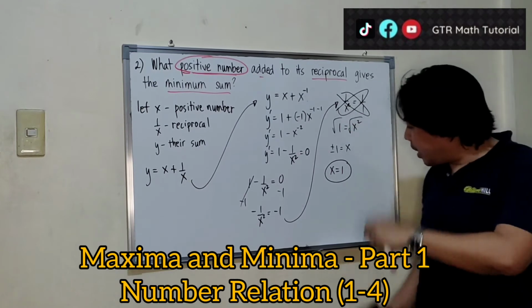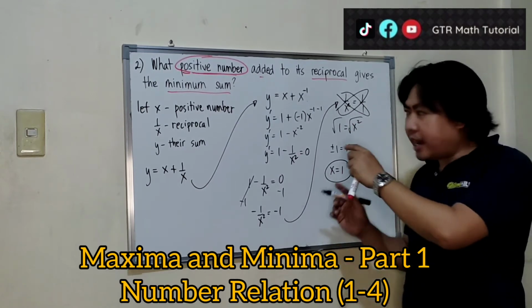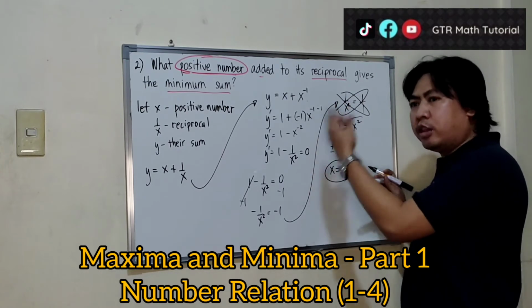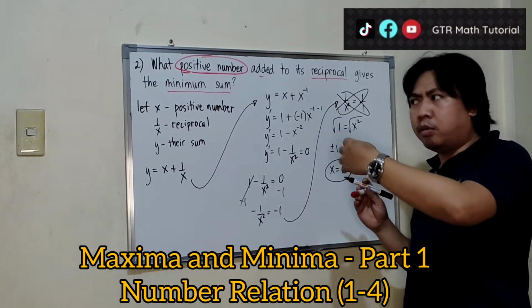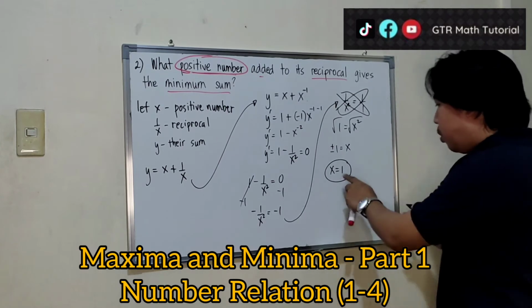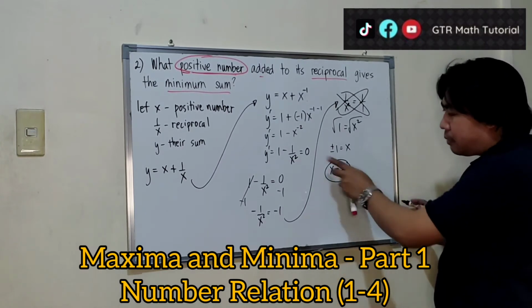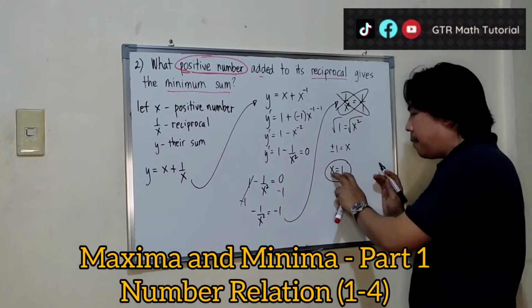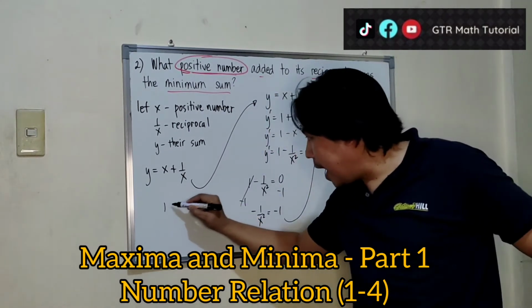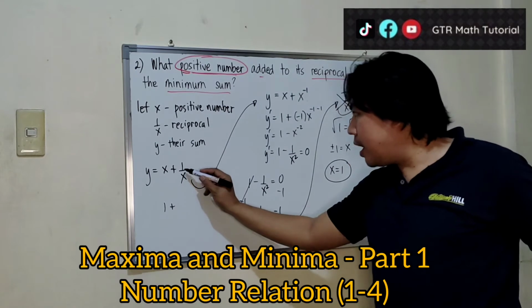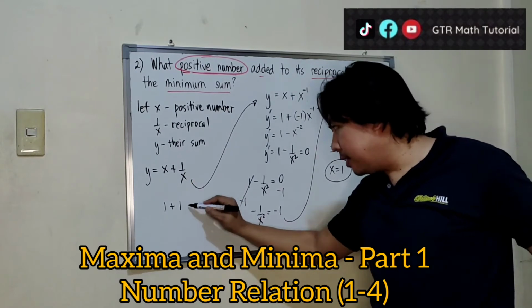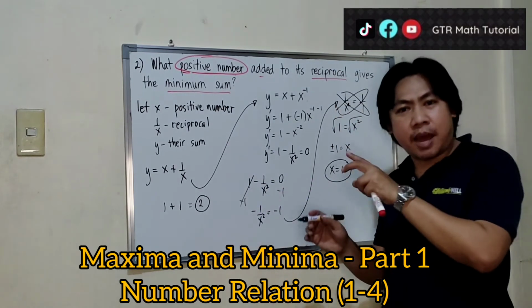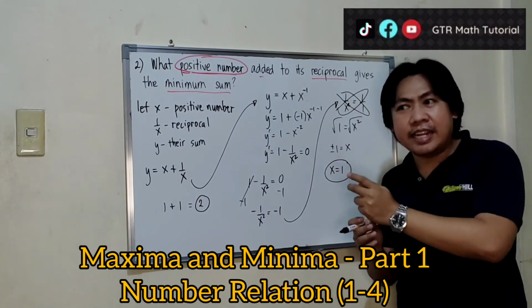Based on our examples kanina, we assigned x equals 3, 5, and 2/3, and the answers are all more than 2. So, when x equals 1, let's substitute. Para mapatunayan natin na x equals 1 ay minimum sum. Kapag daw ang x ay 1, ang reciprocal ng 1 ay 1 pa rin, so ang sum nila ay 2. Okay? So, 2 is the minimum sum, based dun sa mga example natin kanina, di ba?